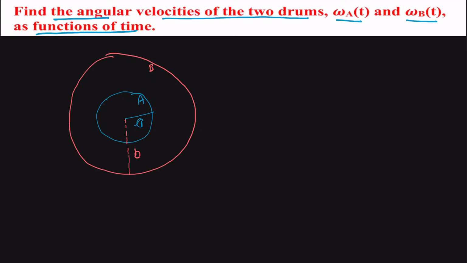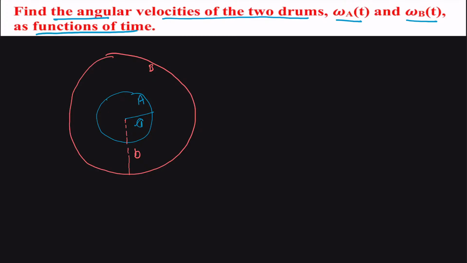So let this be the inner drum, which is our drum A, and its radius is given as small a, and we have an outer drum, which is given as drum B, and its radius is given as b. B is greater than a. Okay. And initially it is said that drum A is rotating with the angular speed of omega a naught.